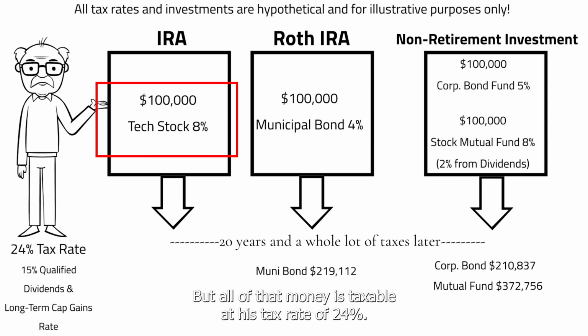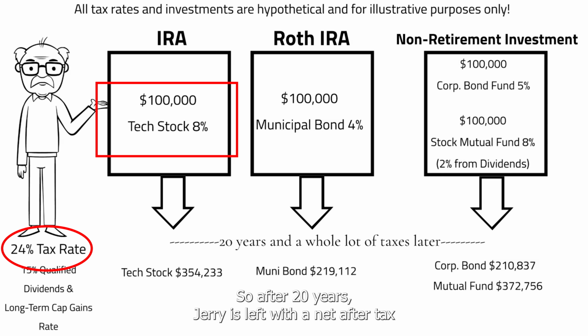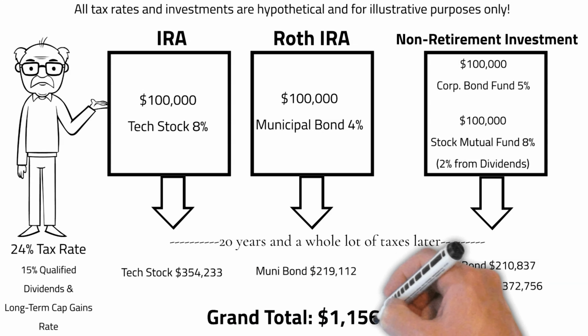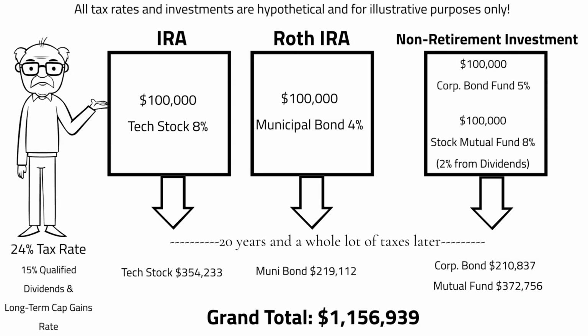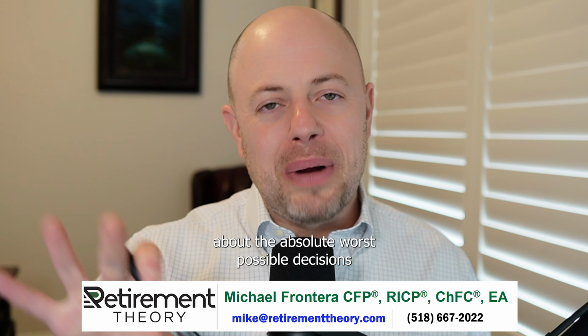But all of that money is taxable at his tax rate of 24%. So his net after-tax total is $354,233. So after 20 years, Jerry is left with a net after-tax grand total of $1,156,939. Not too shabby, especially considering he's made about the absolute worst possible decisions for where to put his assets among these different accounts.